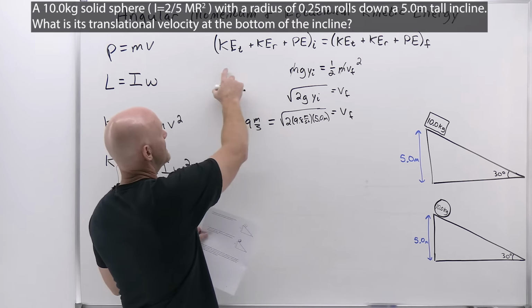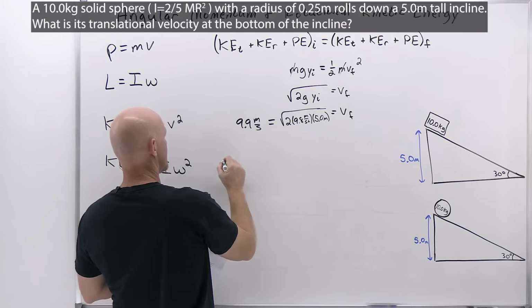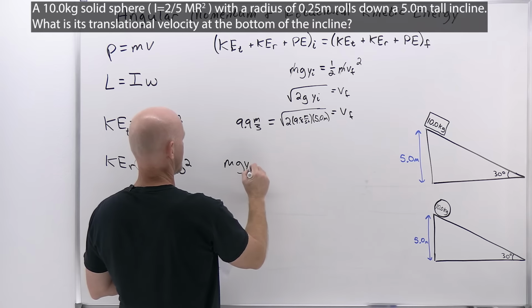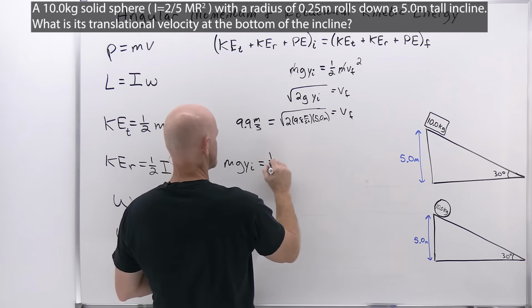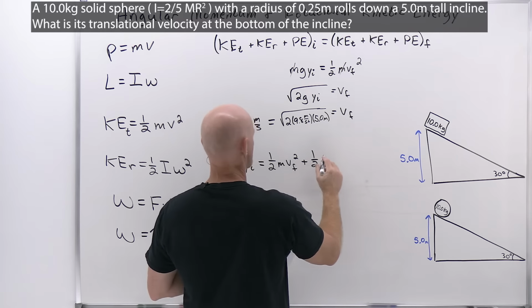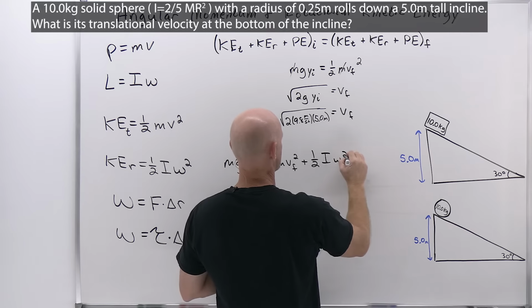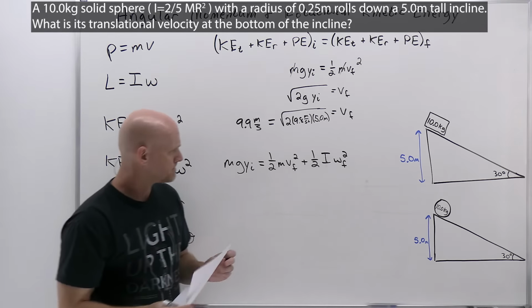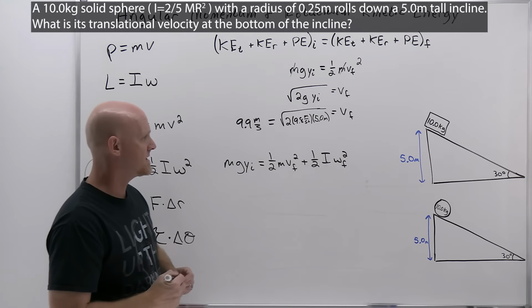Again, initially it doesn't have either type of kinetic energy, only potential energy. And again, that's going to be mgy initial. That's going to equal your translational kinetic energy at the bottom, so 1/2 mv final squared, but also now your rotational, let's get that right, 1/2 I omega final squared.